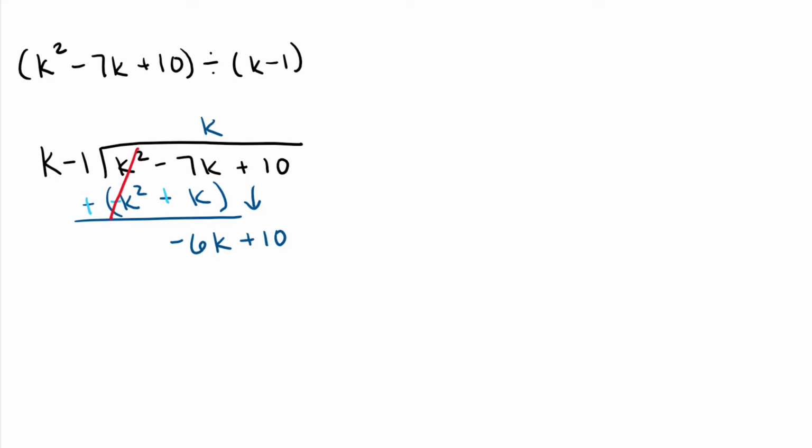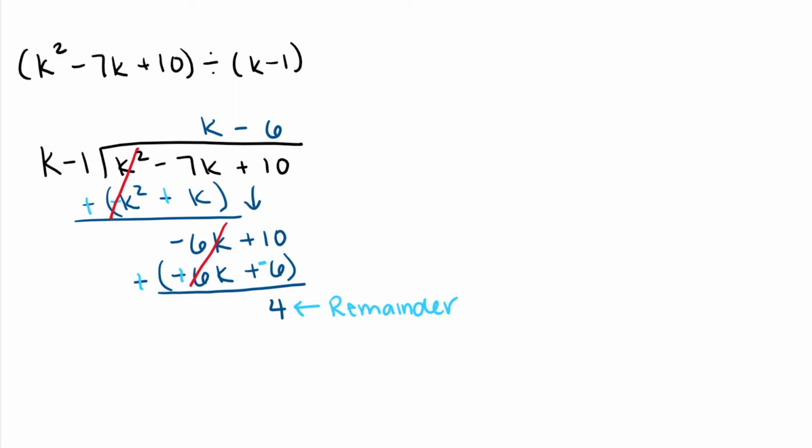K goes into negative 6k negative 6 times. So we'll write negative 6 above our plus 10, those are our like terms, and we'll multiply negative 6 times k minus 1. So we get negative 6k plus 6. Change all of our signs and add down. This leaves us with 4 as our remainder. We have to put that remainder over our divisor, so our final answer becomes k minus 6 plus 4 over k minus 1.